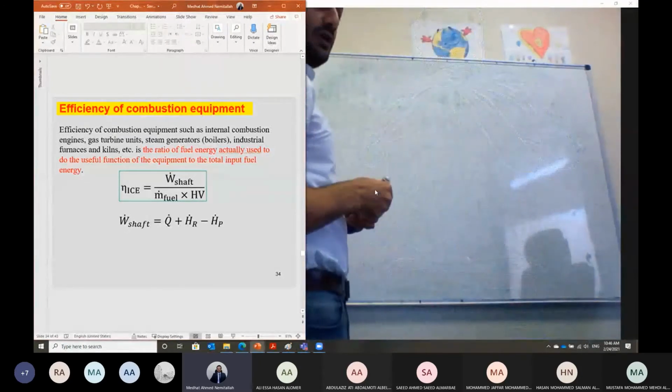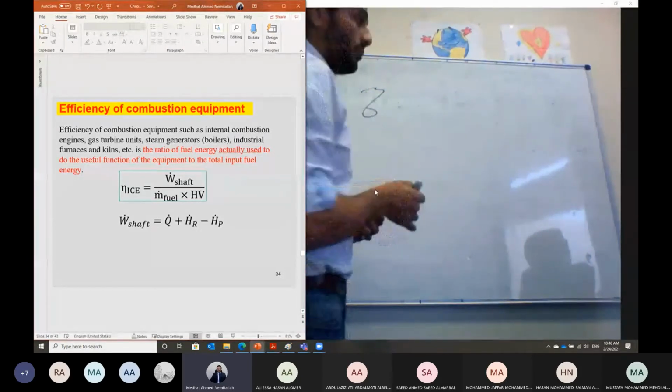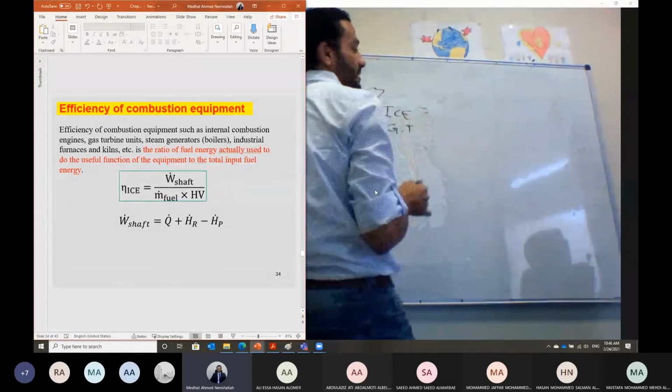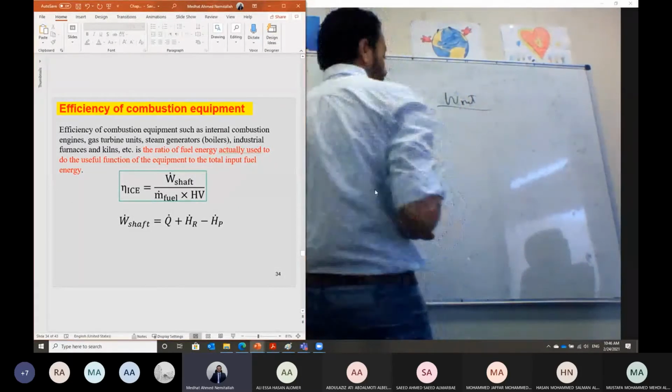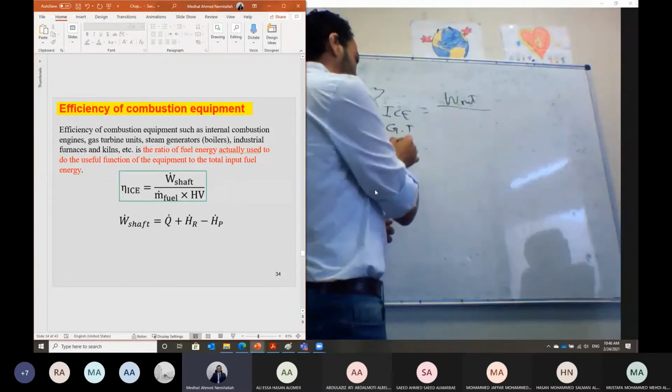And in this case, for any heat engine or combustion system, any system that can convert heat into work, an example of this is the internal combustion engine or gas turbine, that should equal what we get: the net work output divided by the initial input. We call it the thermal efficiency.